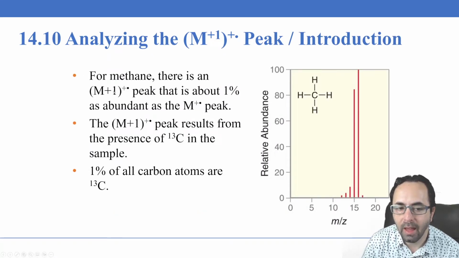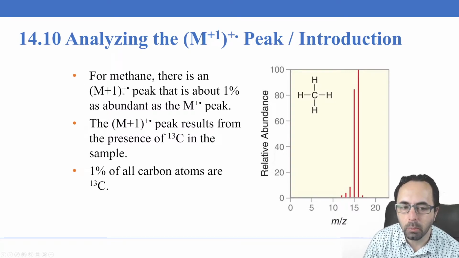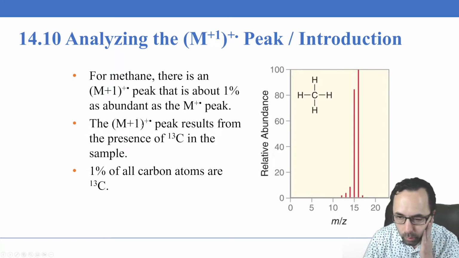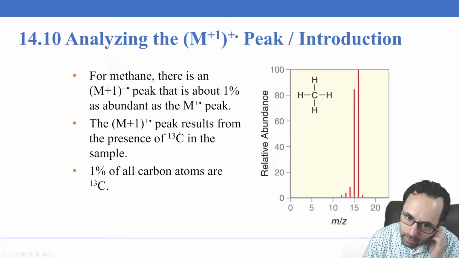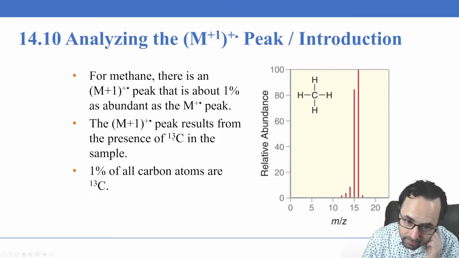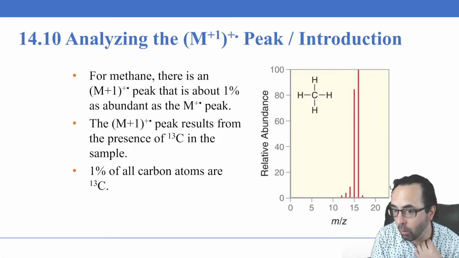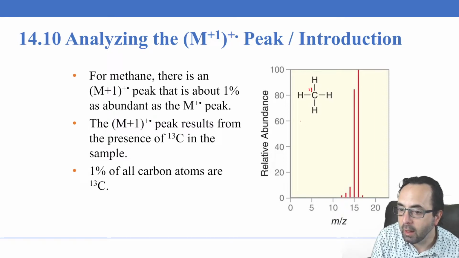Next, you want to look at the peak that's right next to the molecular ion. So this is called the M+1. You'll often get an M+1 peak in hydrocarbons because about 1% of all carbon atoms weigh 13 instead of 12. So for almost all of these methanes here, the mass is going to be 16. 1 times 12 plus 4 times 1, 16. But if the carbon weighs 13, then you're going to have 1 times 13 plus 4 times 1.